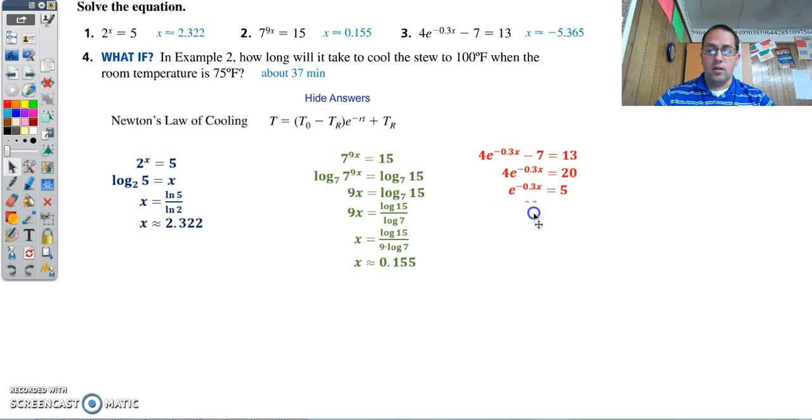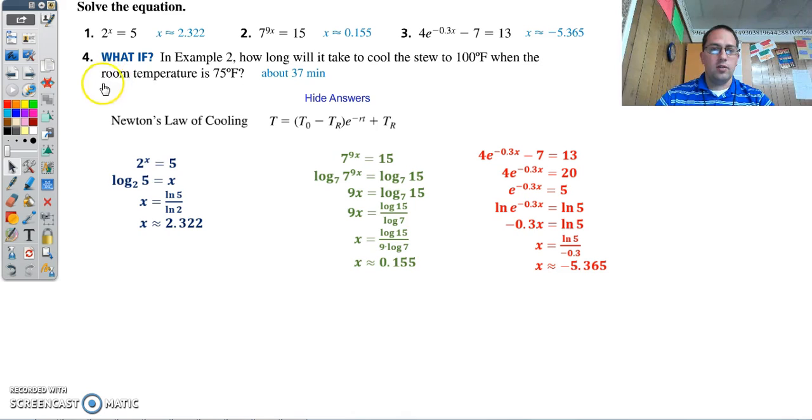All right, and then we take the natural log of both sides, which cancels out that e, giving me this. And I could just as easily have skipped this line and gone straight to writing it as a logarithm. Logarithm base e, so natural log of 5 equals my exponent of negative 0.3x. I need to get x by itself, so I divide by negative 0.3 and type that into my calculator, and we end up with x is approximately negative 5.365.